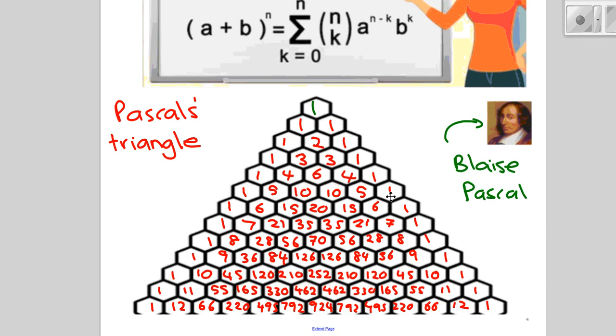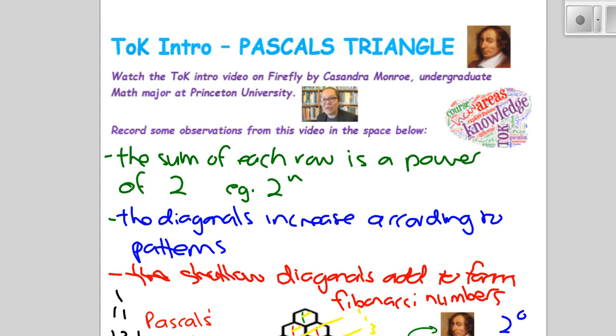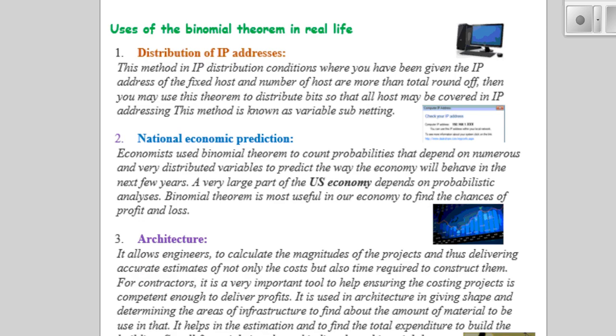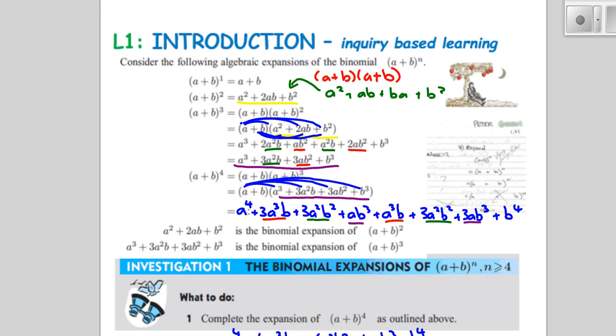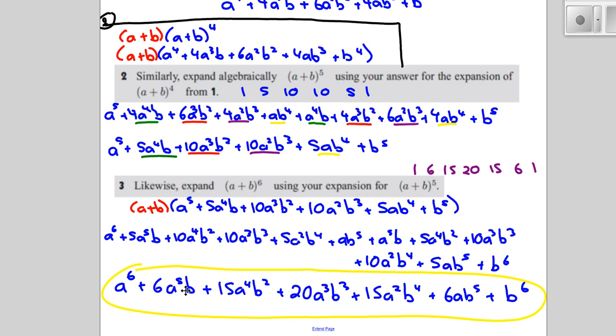So sometimes people have trouble identifying which row in the triangle they should be looking at, which is why I brought that one up. And if it's to the power of 6, how many terms should there be in the final expansion? 7. Because when it was squared, notice that there were 3 terms in the expansion.